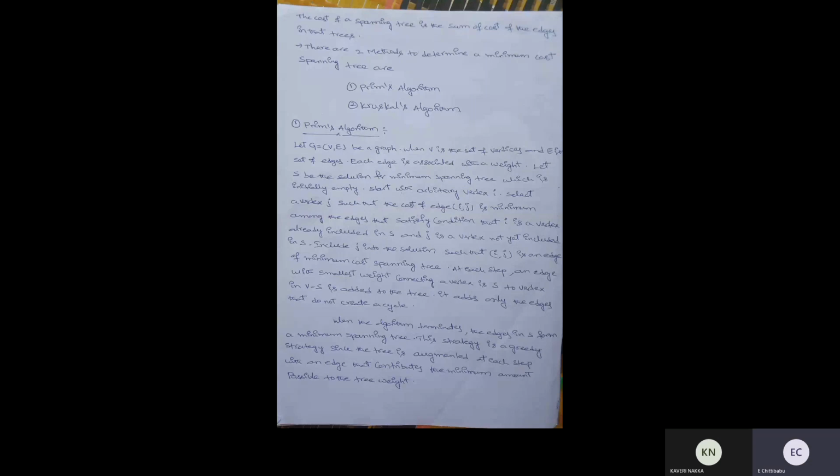Next, the cost of a spanning tree is the sum of the costs of the edges in the tree. There are two methods to determine a minimum cost spanning tree: the first is Prim's algorithm, and the second is Kruskal's algorithm. First we discuss Prim's algorithm.